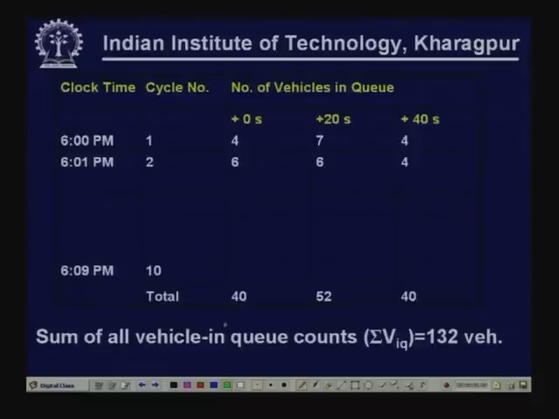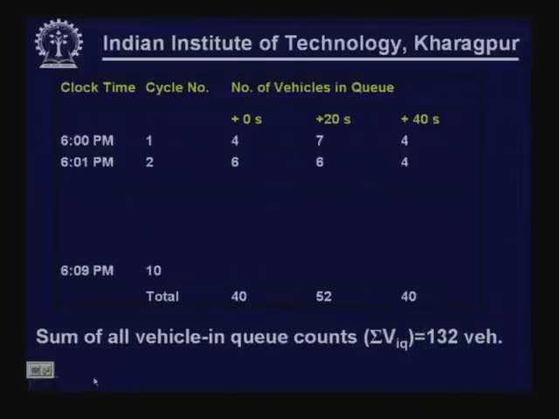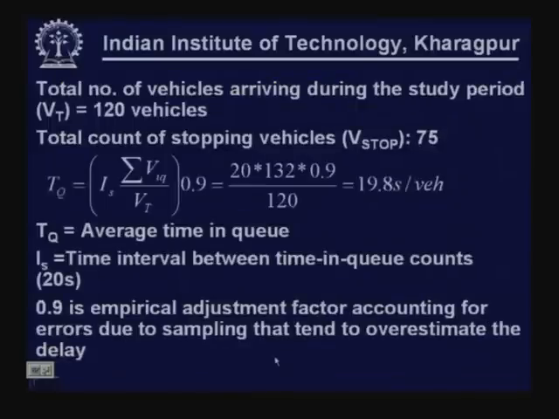Let us assume that the 0 second total is 40, the plus 20 second total is 52, and the plus 40 second total is 40. So, what is the sum of all vehicle in queue counts? It is 40 plus 52 plus 40, 132 vehicles. That is denoted as sum over VIQ. Let us go to the next page.